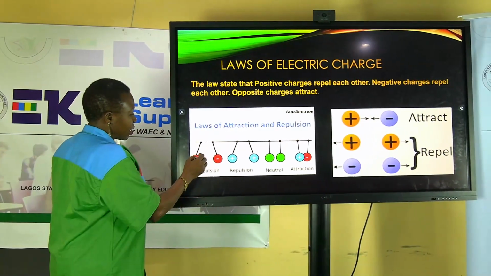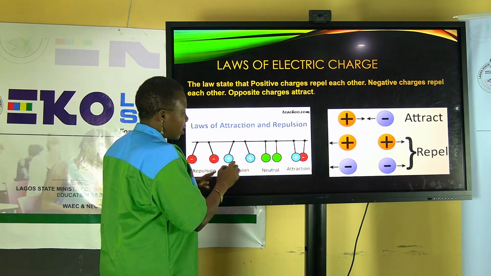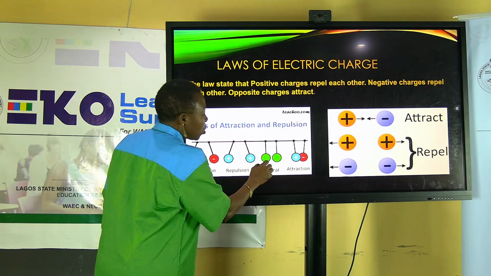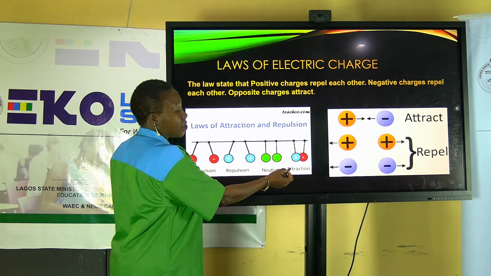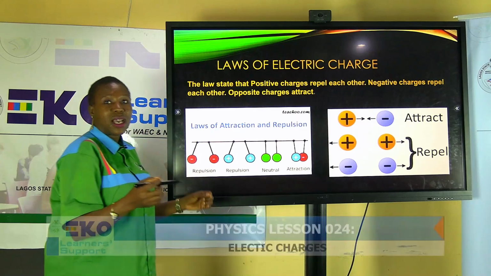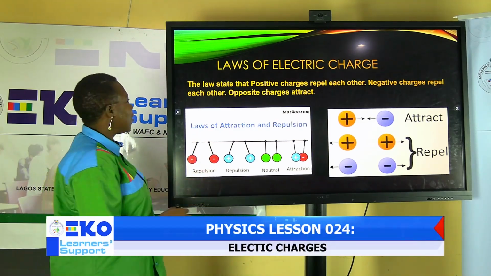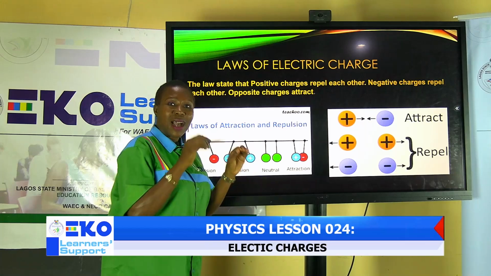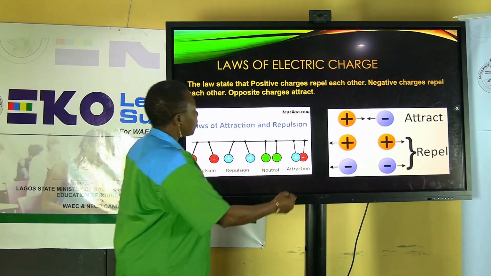There is repulsion. You can see the red balls are moving sideways to show it is the same charge. The same thing for positive charges, they are moving sideways. And neutral, that means they have equal amount of protons and electrons. And here, there is attraction because they are negative charges. They don't have the same charge. So opposite charges attract, the same charge repels.